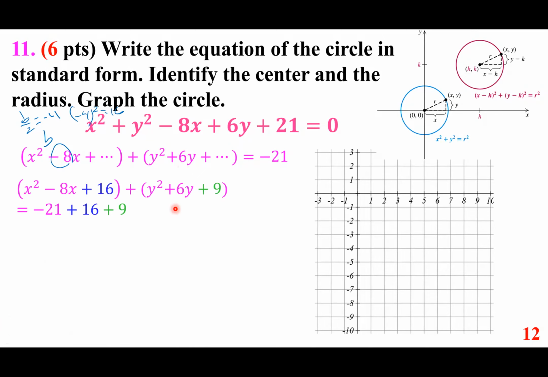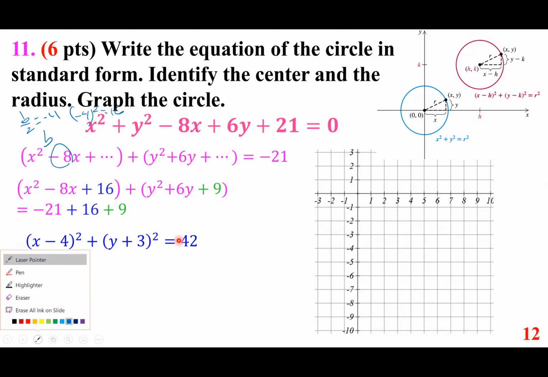This becomes x minus 4 squared. This becomes y plus 3 squared. And they add up to 4. Therefore, the center is located at 4, comma negative 3, and the radius is square root of 4, or 2.